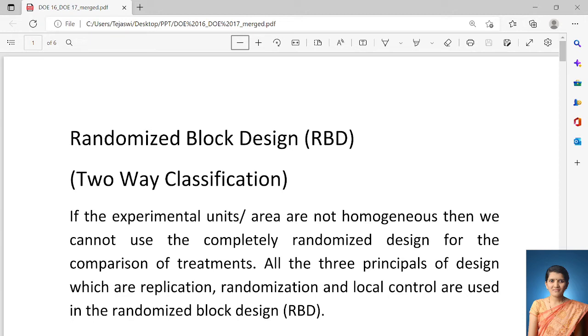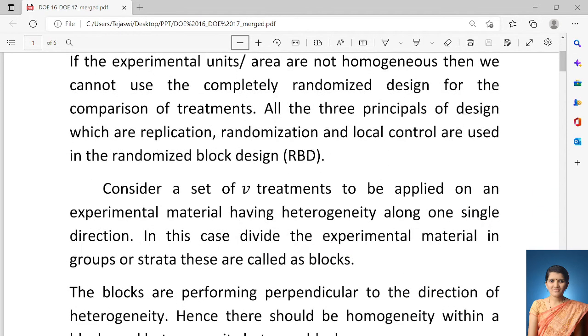as well as block. If the experimental unit or area are not homogeneous, then we cannot use completely randomized design. For this comparison of treatment, all the three principles of design, which are replication, randomization and local control, are used in the randomized block design.